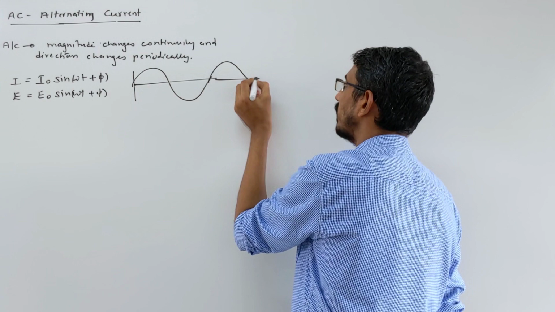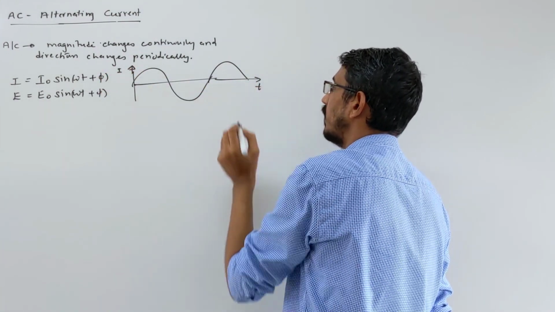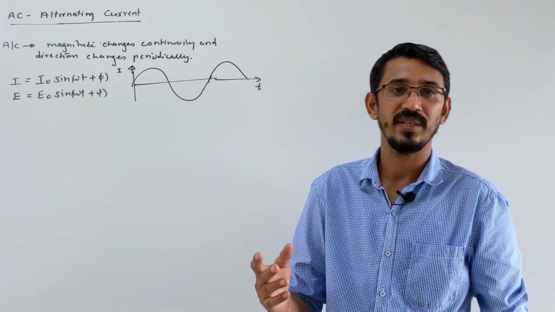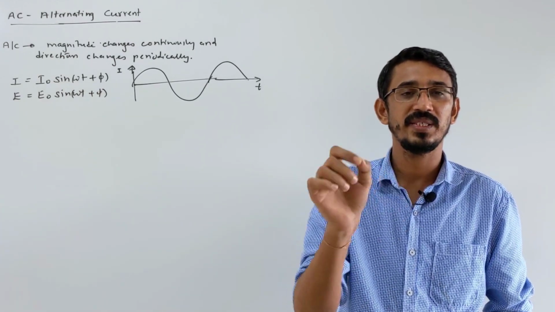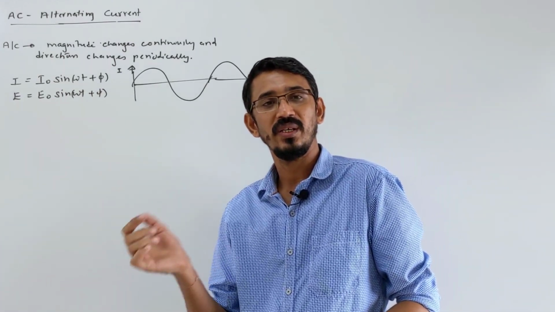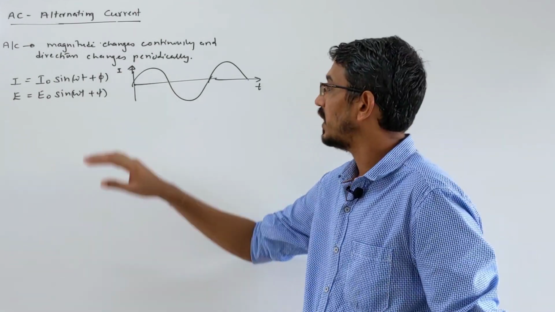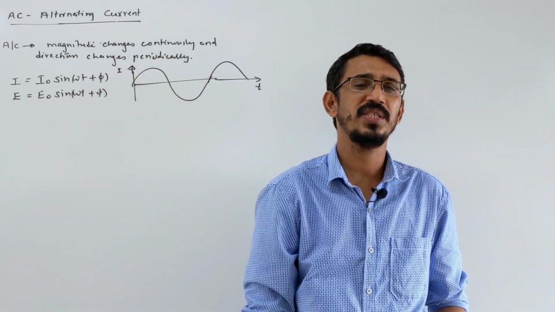If you remember our SHM chapter, what's the equation of SHM? For a particle performing simple harmonic motion, the displacement is given by y equals a sine omega t, or a cos omega t. If an initial phase is given, you can add it there. It looks exactly like this. So AC is also an example of simple harmonic motion.